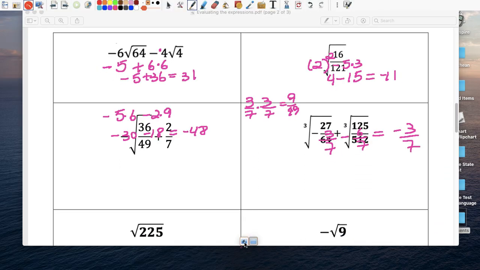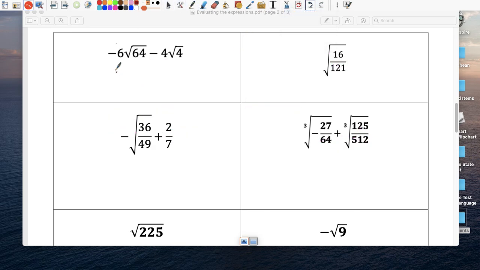Let's continue. 6, put a dot there. 6 times the square root of 64, which is 8, minus 4 times the square root of 4, which is 2. Negative 6 times 8 is negative 48. Minus 4 times 2 is 8. Final answer, negative 56.